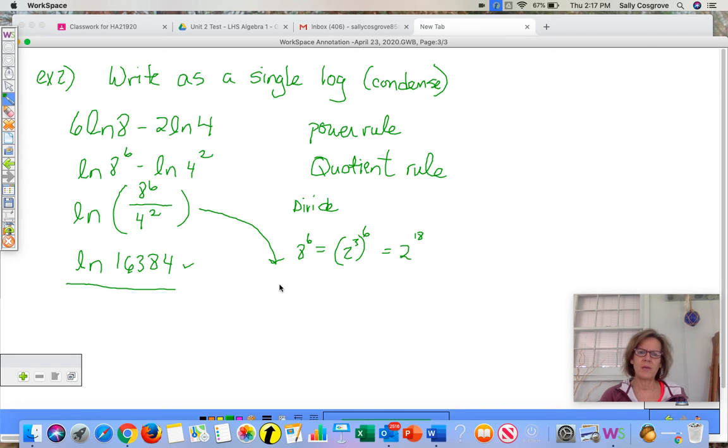So if we come over here, 4 squared is the same as, how can I write 4 using base 2? 2 squared. To the now what? Second power. Because 2 squared is the same as 4. And then there's the 2 on the outside. So 2 squared to the second power, again, when you take a power to a power, you multiply your exponents. So that would give me 2 to the 4th.